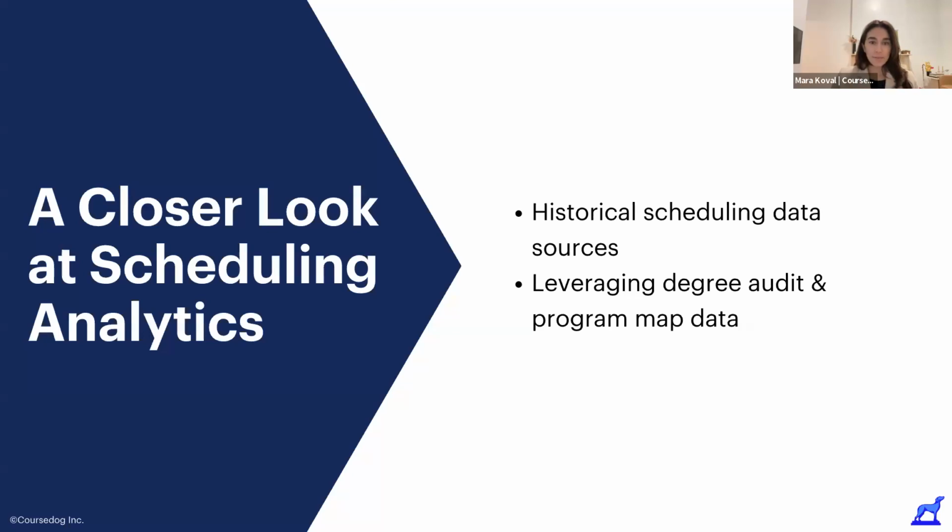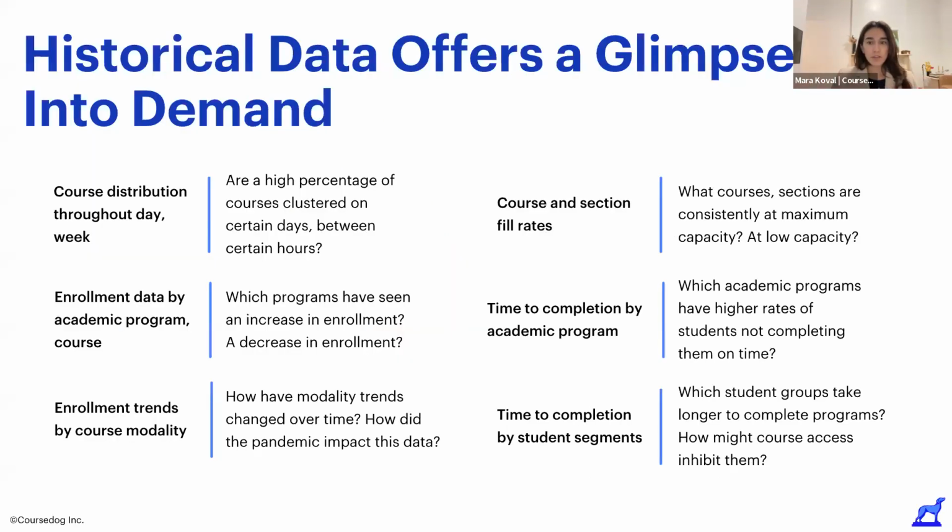by scheduling analytics. We'll take a look at some of the historical data sources that can inform analytics, as well as some of the more forward-looking sources, such as data from degree audits and program maps. There's so much data we can use to help us build a schedule that puts student needs first. We've listed out a few more metrics here.